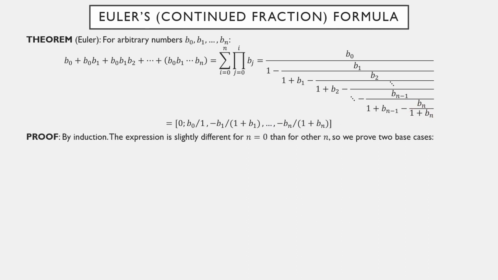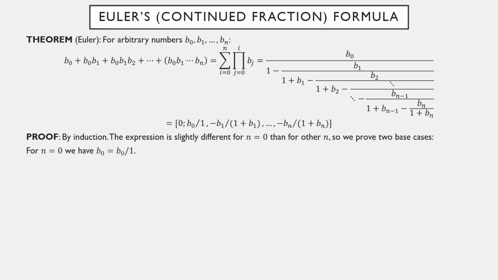So we're going to prove this by induction, which isn't too surprising. Note that the expression does change a little bit when n is 0 versus other terms. This fraction has different things going on once you get past the b naught over something. Past that term, the pattern looks a little different, so we're going to have to prove it a little differently for index 0 and 1. So we're going to do two base cases.